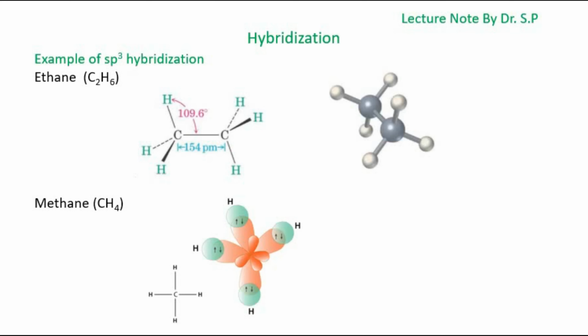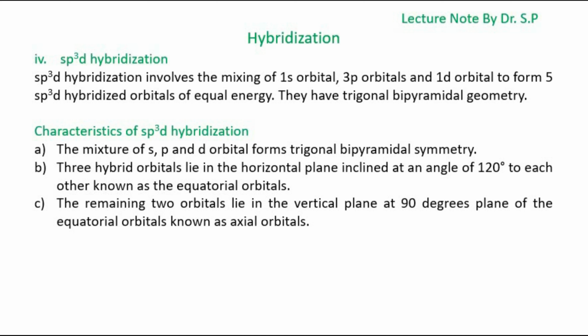Sp3d hybridization. Sp3d hybridization involves the mixing of one s orbital, three p orbitals and one d orbital to form five sp3d hybridized orbitals of equal energy. They have trigonal bipyramidal geometry.